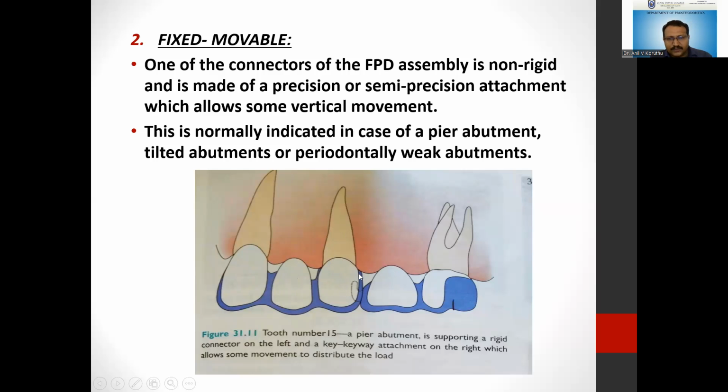So to prevent this, it has been made as a fixed-movable prosthesis, where the stress in this particular area is broken with the help of a movable connector. So it has got a lock and it has got a key. It goes inside the channel and is able to move. It is able to have a slight movement. So when an occlusal force is acting on it, the force is directly broken over here and goes directly to the apex through the root. So the force is not carried to the anterior region.